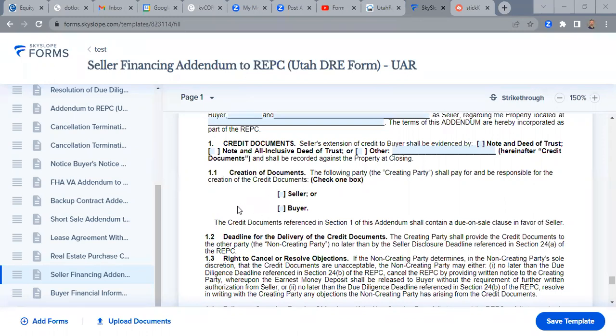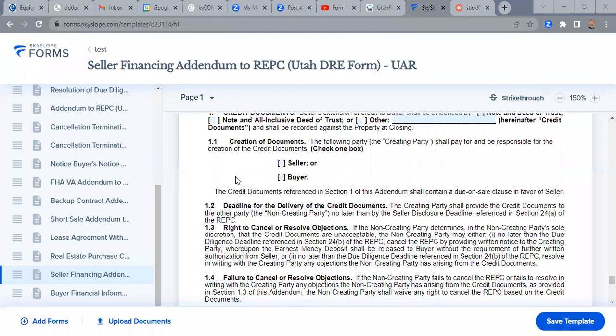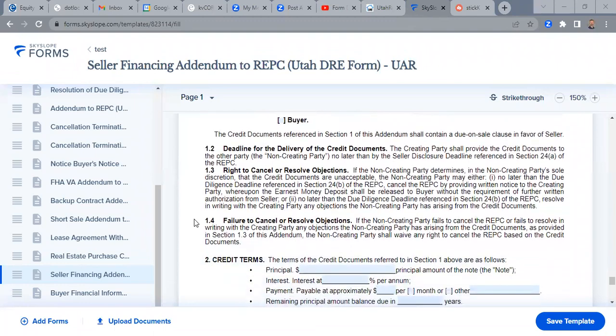All right. Then we've got creation of documents. The following party shall pay for and be responsible for the creation of the credit documents, which is basically this note and deed of trust, hereinafter credit documents. So who's going to pay for this? Buyer or seller, it depends on who's negotiating for what. If it's me, I'm going to prefer that the buyer pays for things. But there are some things that the seller is going to be doing and is responsible for as well. And the credit documents, in other words, that note up there, shall contain a due on sell clause in favor of seller. We'll get to that a little bit below, so I'm going to hold off on that discussion for now.